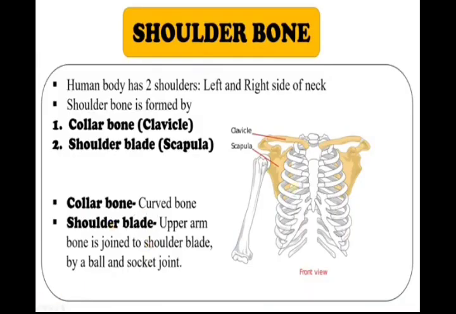And the next bone is the shoulder bone. The human body has two shoulders, on the left and right side of the neck. The shoulder bone is formed by the collarbone and a shoulder blade.